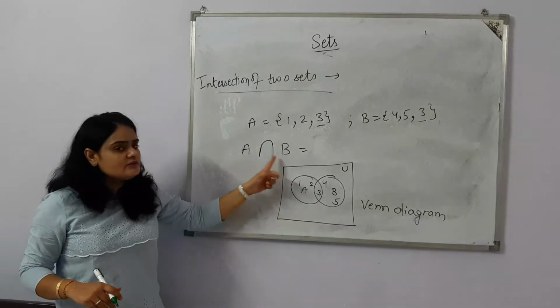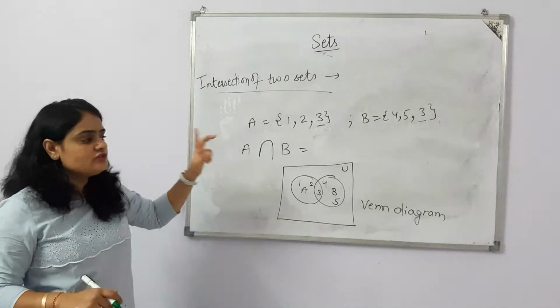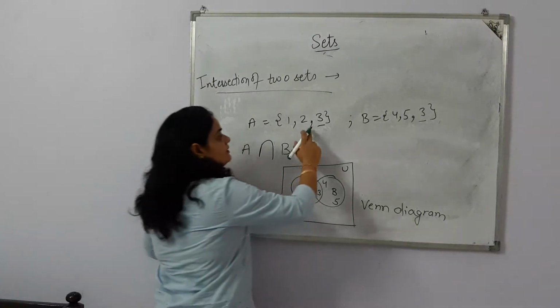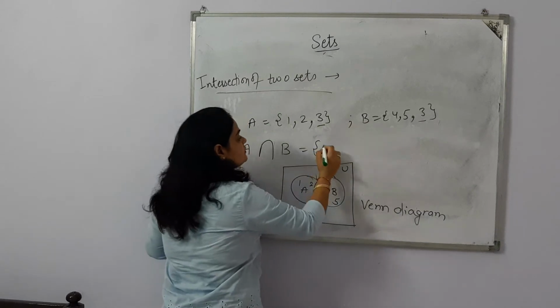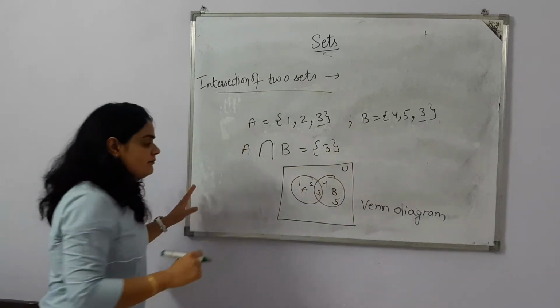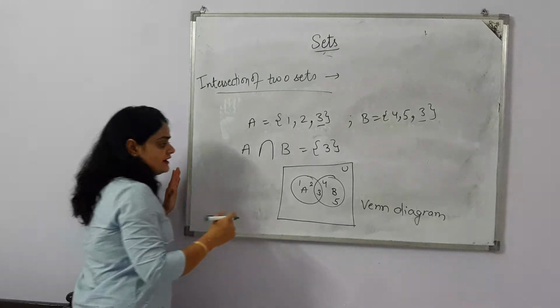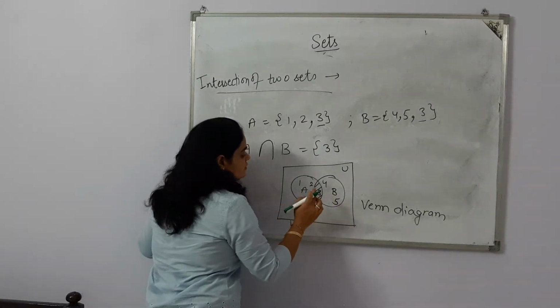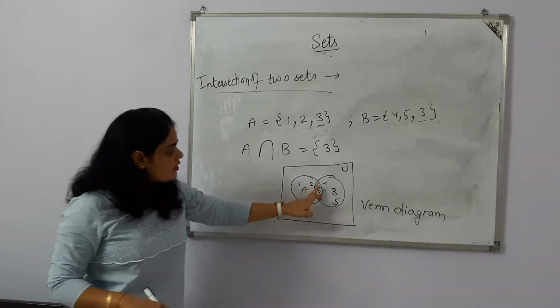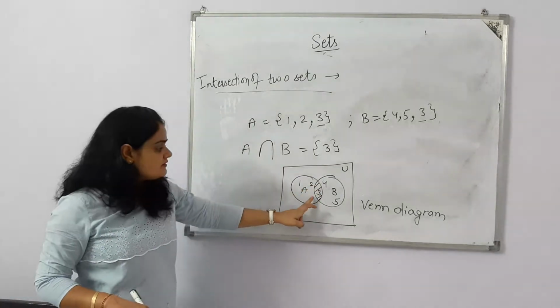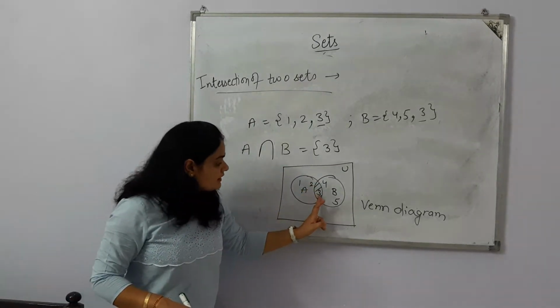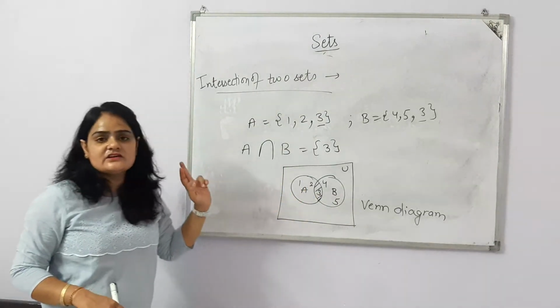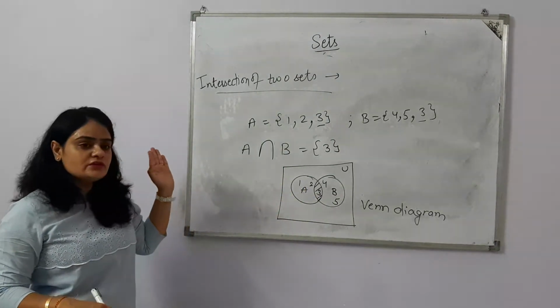So A intersection B means we have to take the common portion of A and B. What is the common element of A and B? Here it is 3. And if I am talking about intersection in the Venn diagram, this is the only portion. The shaded portion is the common portion. So it is your A intersection B. Hope both the topics are clear.